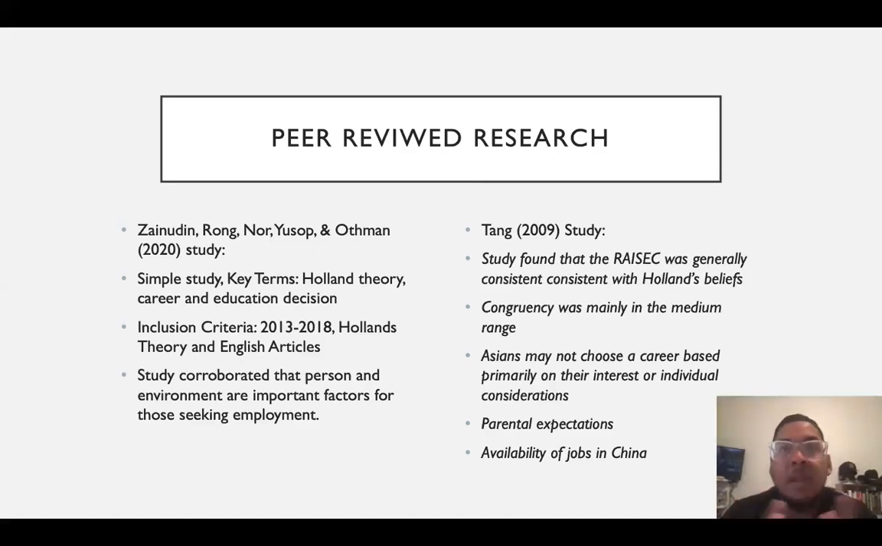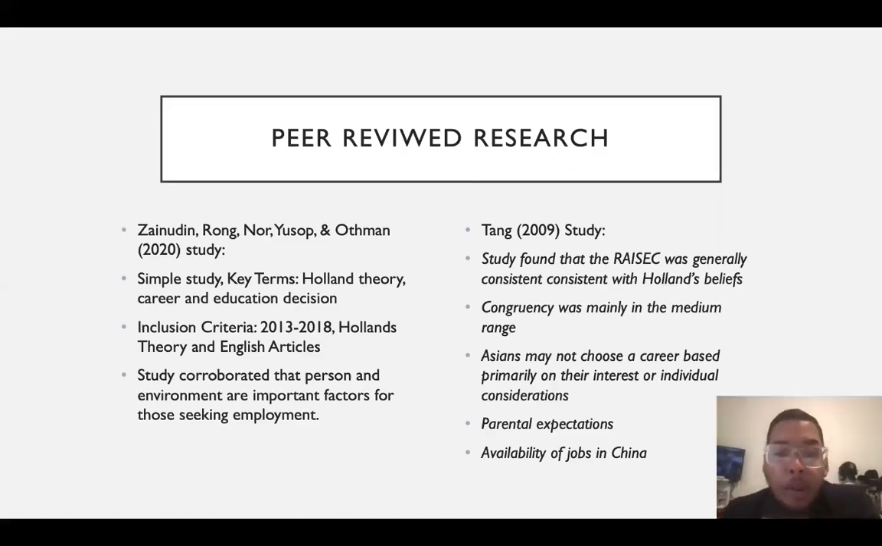So basically it confirms Holland theory, and like any other theory, you need contemporary research to reaffirm the beliefs from old theories, to reconfirm their point.